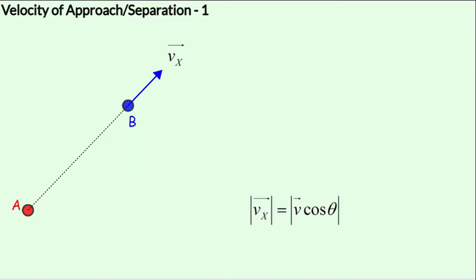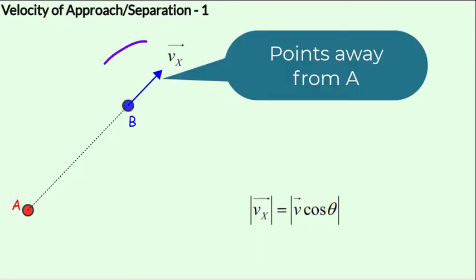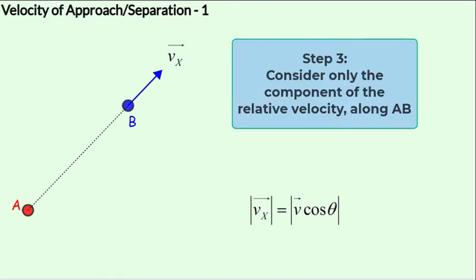When we compute the velocity of approach or separation, we are interested only in the component of the vector along the line joining A and B. So we are interested in Vx and not in Vy in this case. The magnitude of Vx is v cos theta and its direction is along the line joining A and B, and in this case pointing away from A. So this is step number 3, where we consider only the component which is along the line AB and ignore the perpendicular component.